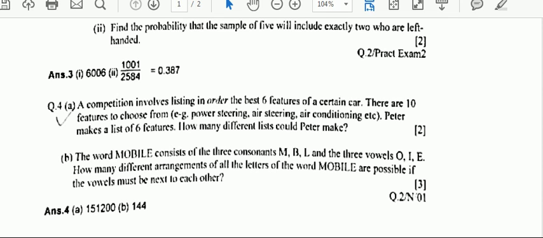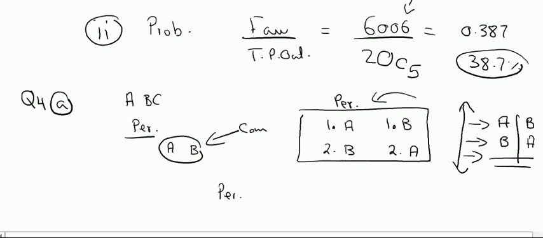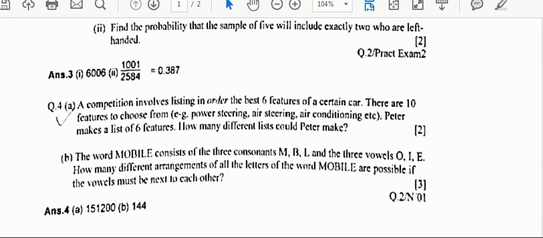He is not just making a list of features, he is actually making a list of features along with ranking them in order, or giving them a rank. So it should be 10P6, which will be 151200.